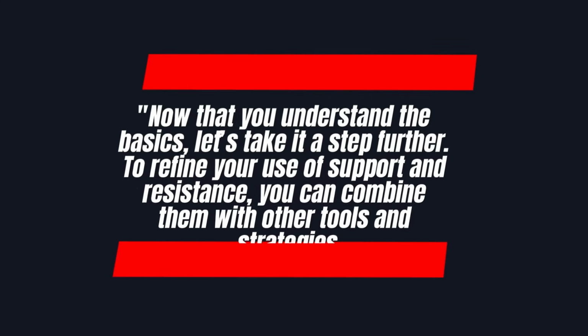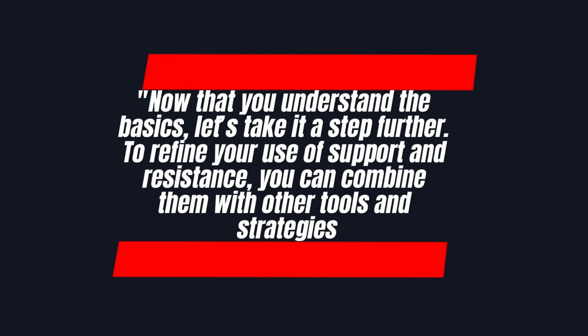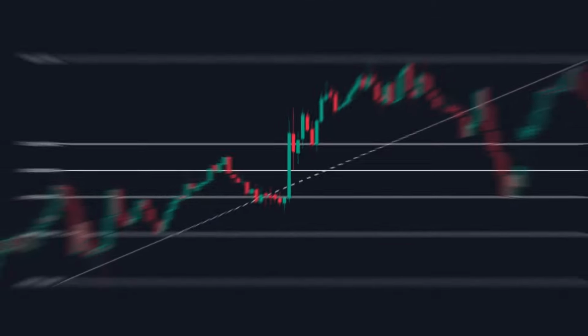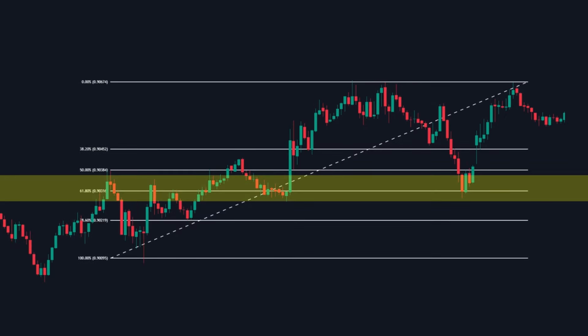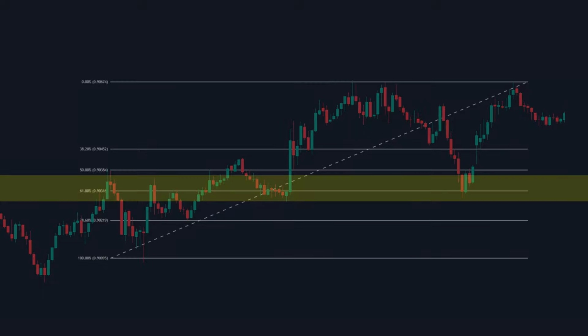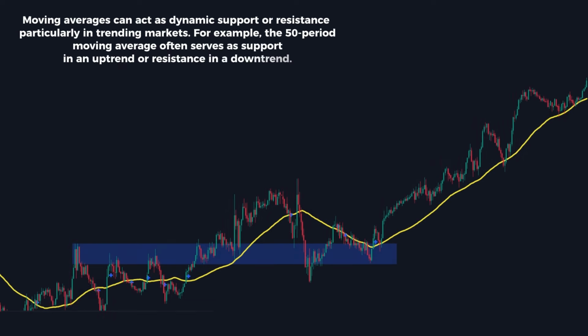Now that you understand the basics, let's take it a step further. To refine your use of support and resistance, you can combine them with other tools and strategies. Fibonacci retracements. Fibonacci levels often align with support and resistance levels, creating powerful confluence zones where price is likely to react. Moving averages. Moving averages can act as dynamic support or resistance, particularly in trending markets.